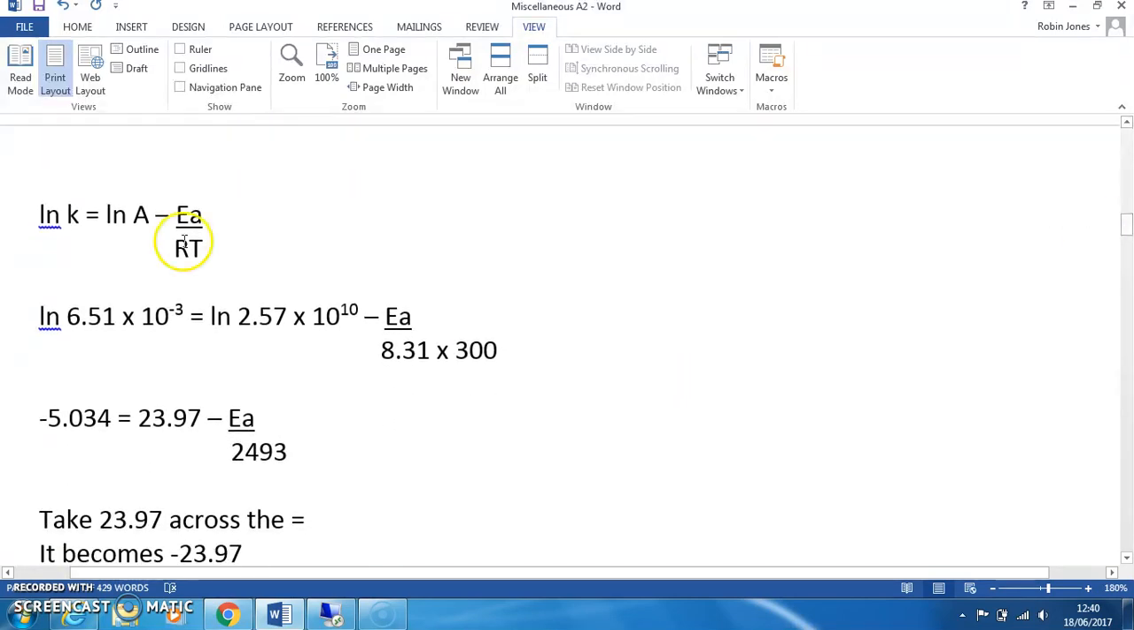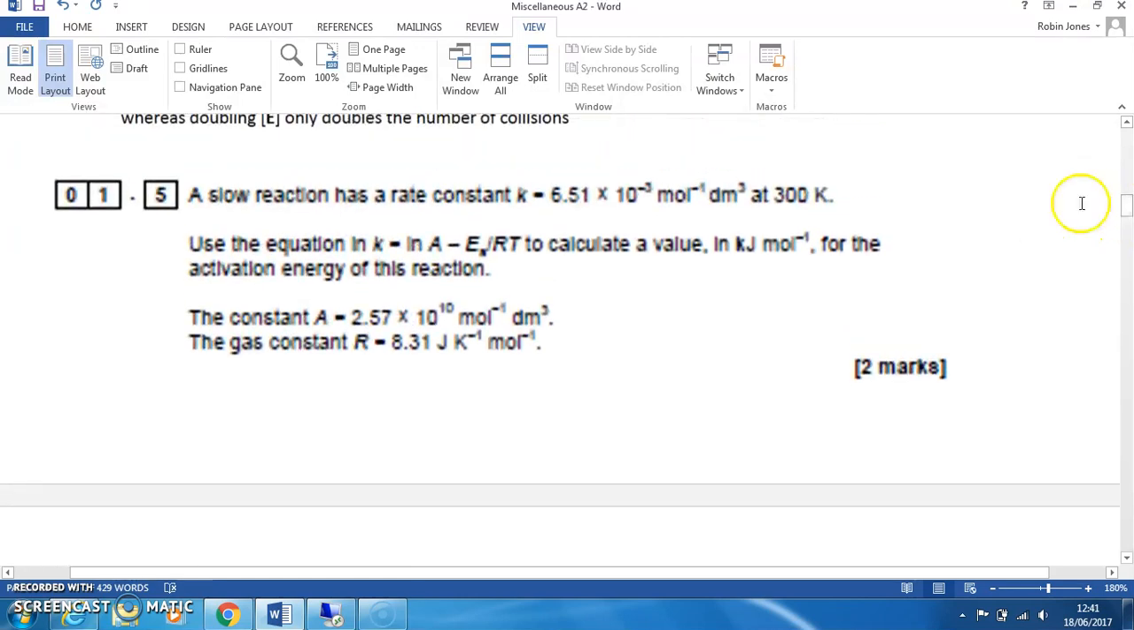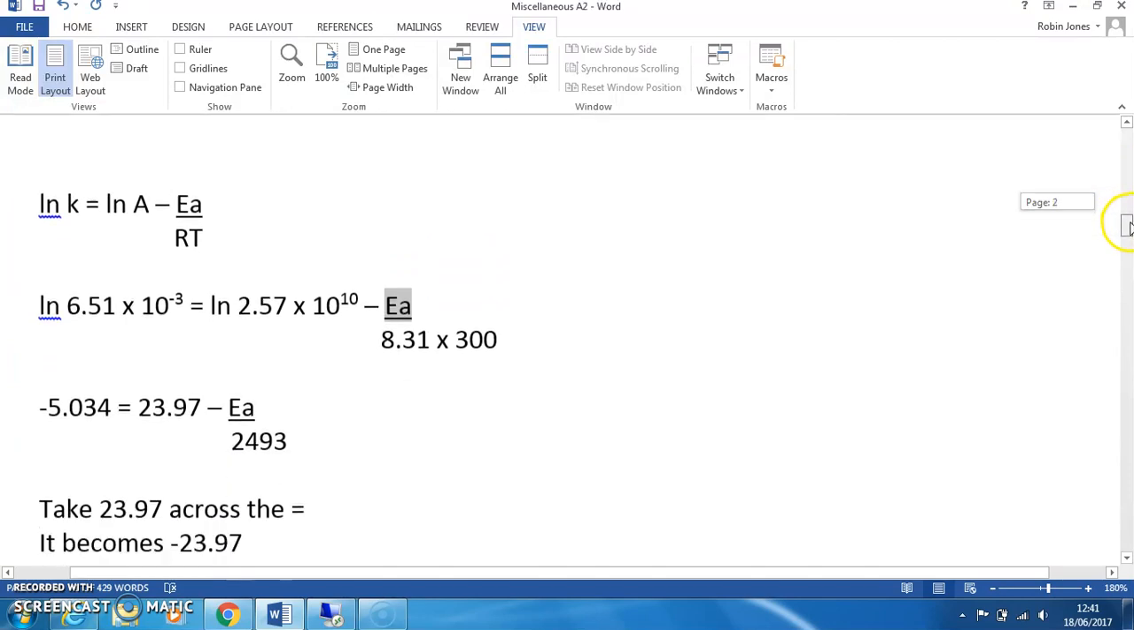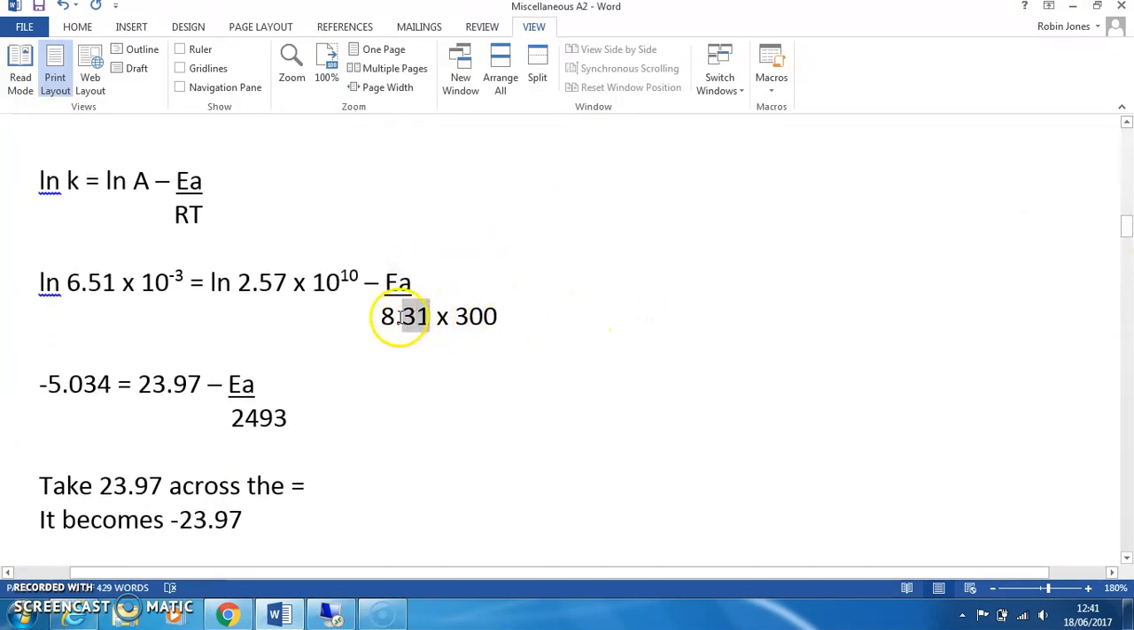Here's my Arrhenius equation that I've been given in the question. Ln of k equals ln of A, the natural log, that is this ln button, take away activation energy divided by RT, gas constant and temperature in Kelvin. You've been given k, you've been given the Arrhenius number, you've not got Ea, that's what the question wants you to find out. Use this to calculate the activation energy. You've been given the gas constant and the temperature. Let's have a look how we rearrange this.